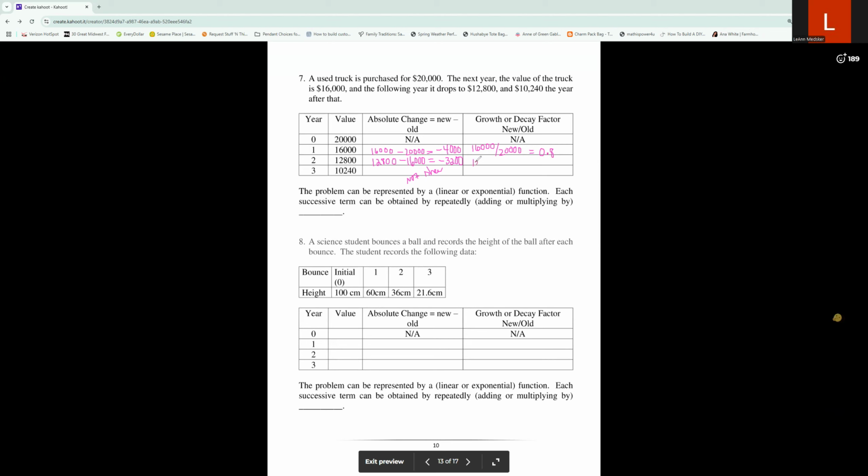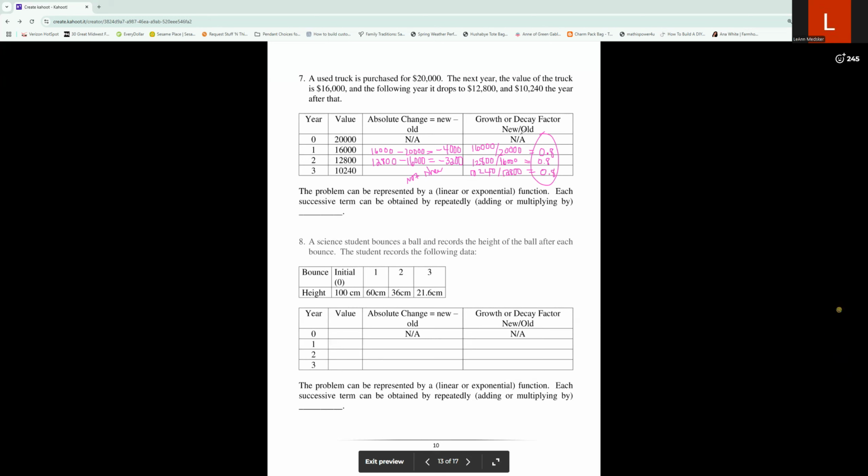So we are now doing the next year, 12,800 divided by the 16,000, and again, it has to be that previous year's value. So 12,800 divided by 16,000 is again 0.8. I need to prove it one more time just to show that pattern is maintained. So we'll do the 10,240 divided by 12,800, which is 0.8. So notice this is consistently a decay factor of 0.8.